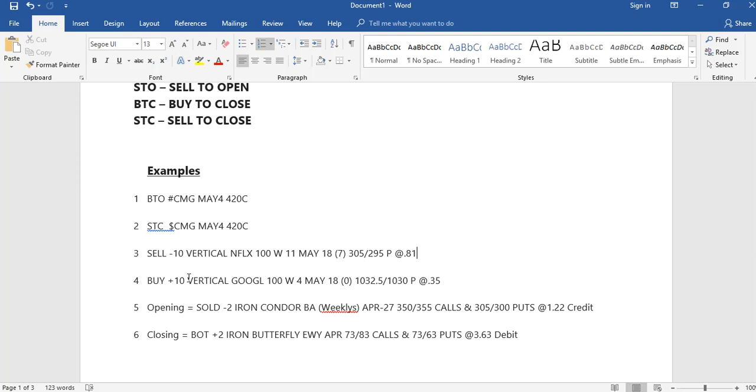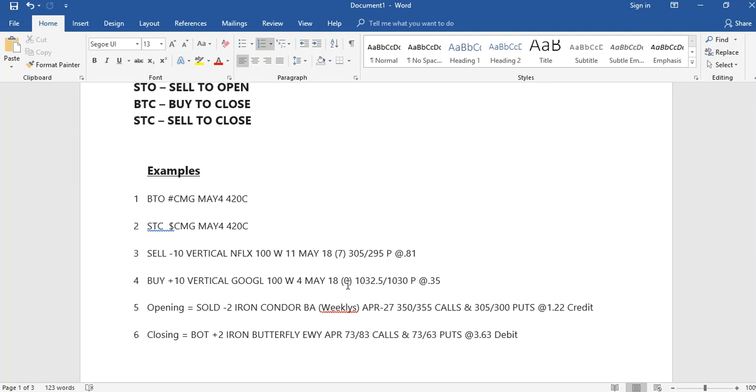And this next example, that's what we have here. This is a buy, 10 contracts. There's a plus value in front of the 10 because it's a buy. This is a vertical spread on Google. Again, the 100 will always be there as a default for 100 shares per contract. W for weekly. This was for the May 4th, 2018 expiration, which was today.